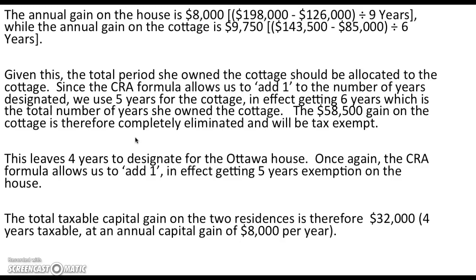And that's the 4 remaining years that we didn't manage to get exempted at an annual capital gain of $8,000 per year. So I trust that this has helped you sort out a little bit the calculations surrounding taxable capital gains on a principal residence, and in particular someone who owns multiple residences.